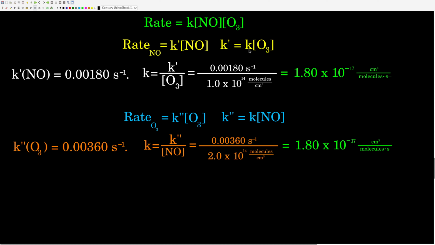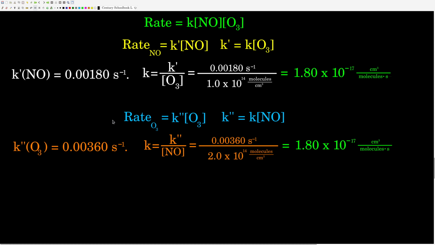Rearranging this, solving for k, it's k prime over the concentration of ozone. Remember, we set up this problem. If you look back at the problem, you can see that the concentration of ozone in this experiment was 1.0 times 10 to the 14th molecules per centimeter cubed, large excess. So we can plug in here, get our k, 1.80 times 10 to the minus 17th centimeters cubed per molecule seconds. Seconds comes down here, centimeters comes up on top.